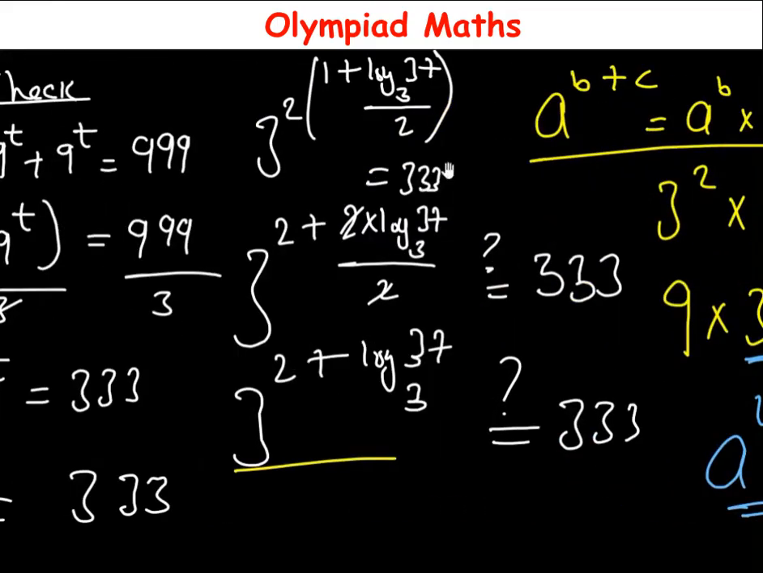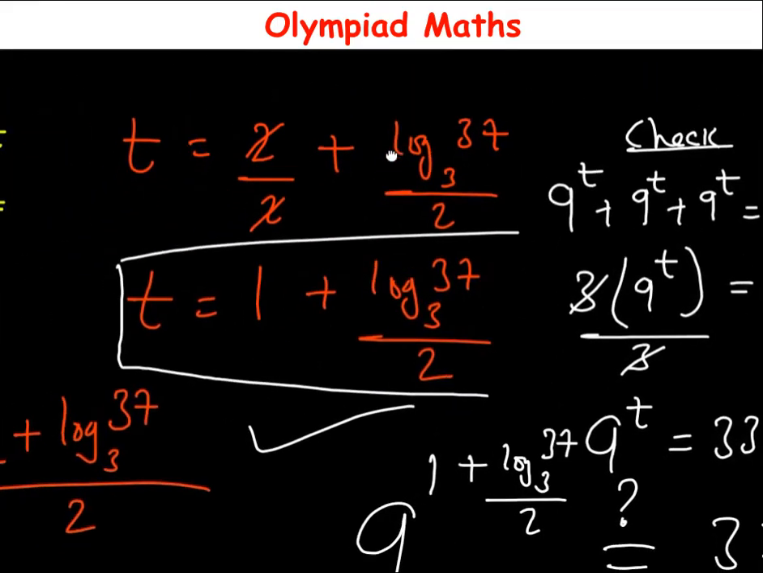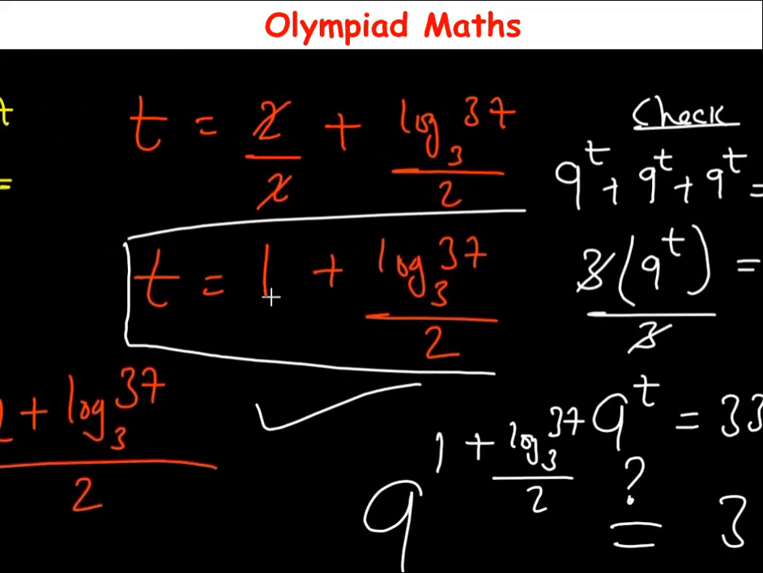So that means that the value that we got is the correct answer. So the value of t that we got as 1 plus logarithm of 37 base 3 over 2 is the correct answer. Okay, and with this we've come to an end of this video.